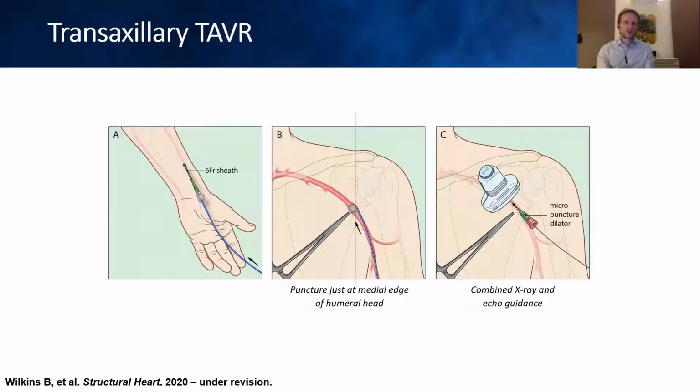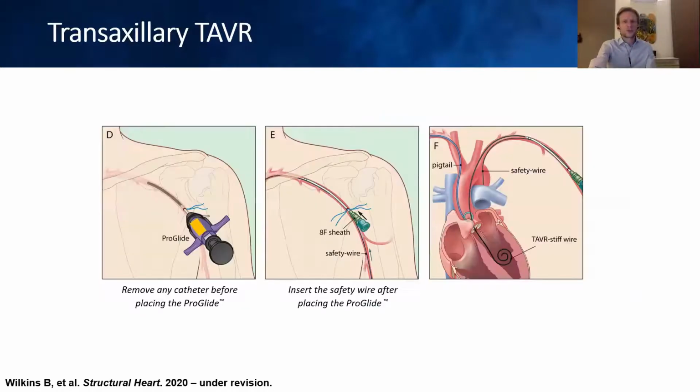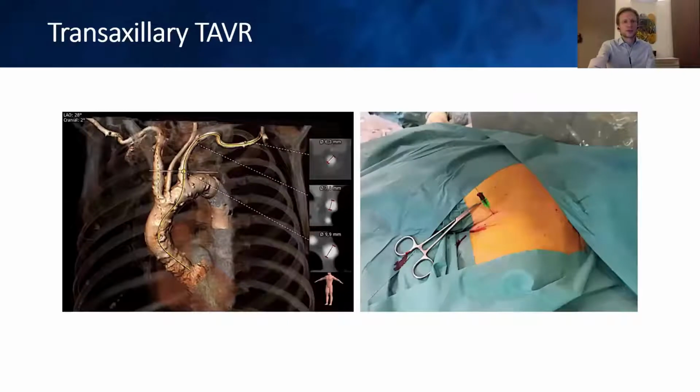And I always try to do the puncture of the artery with my micropuncture set. So after you've done the puncture, you bring in the micropuncture dilator and you change to a 6 French sheath.